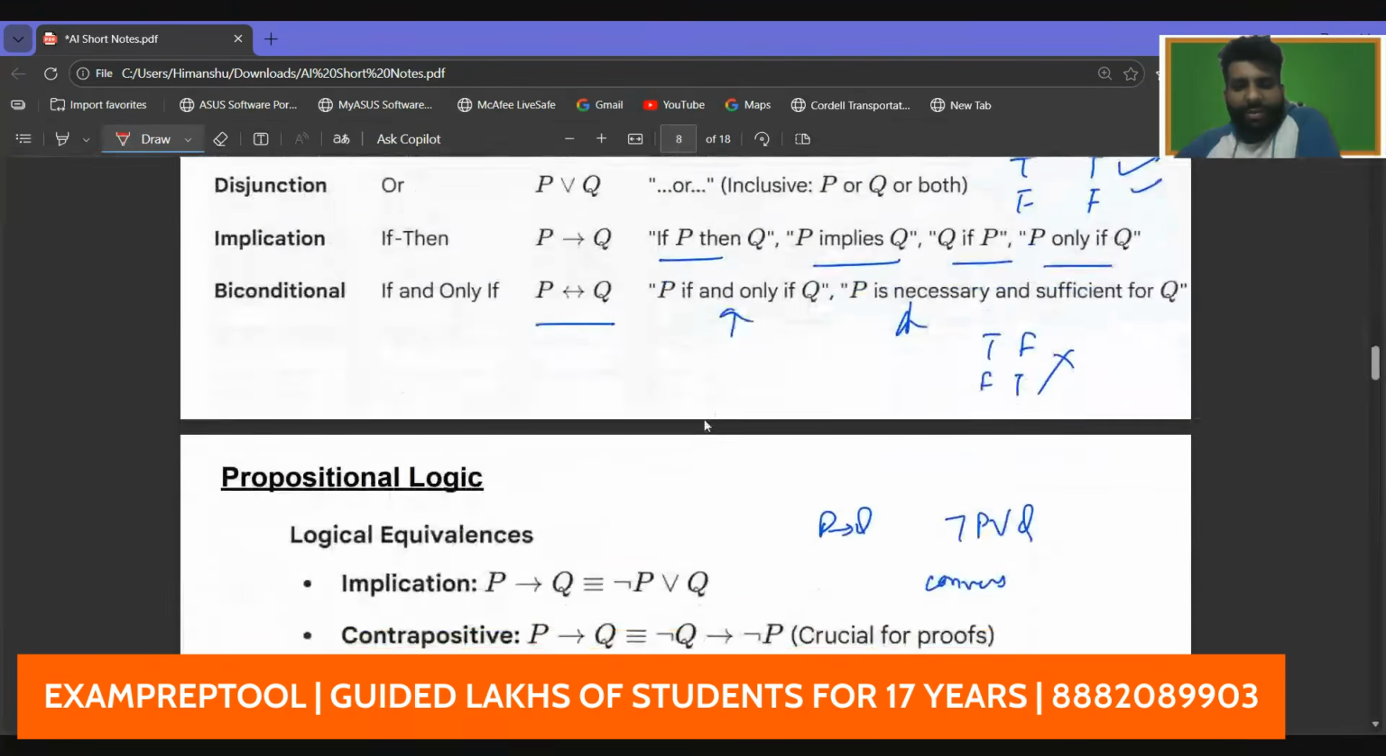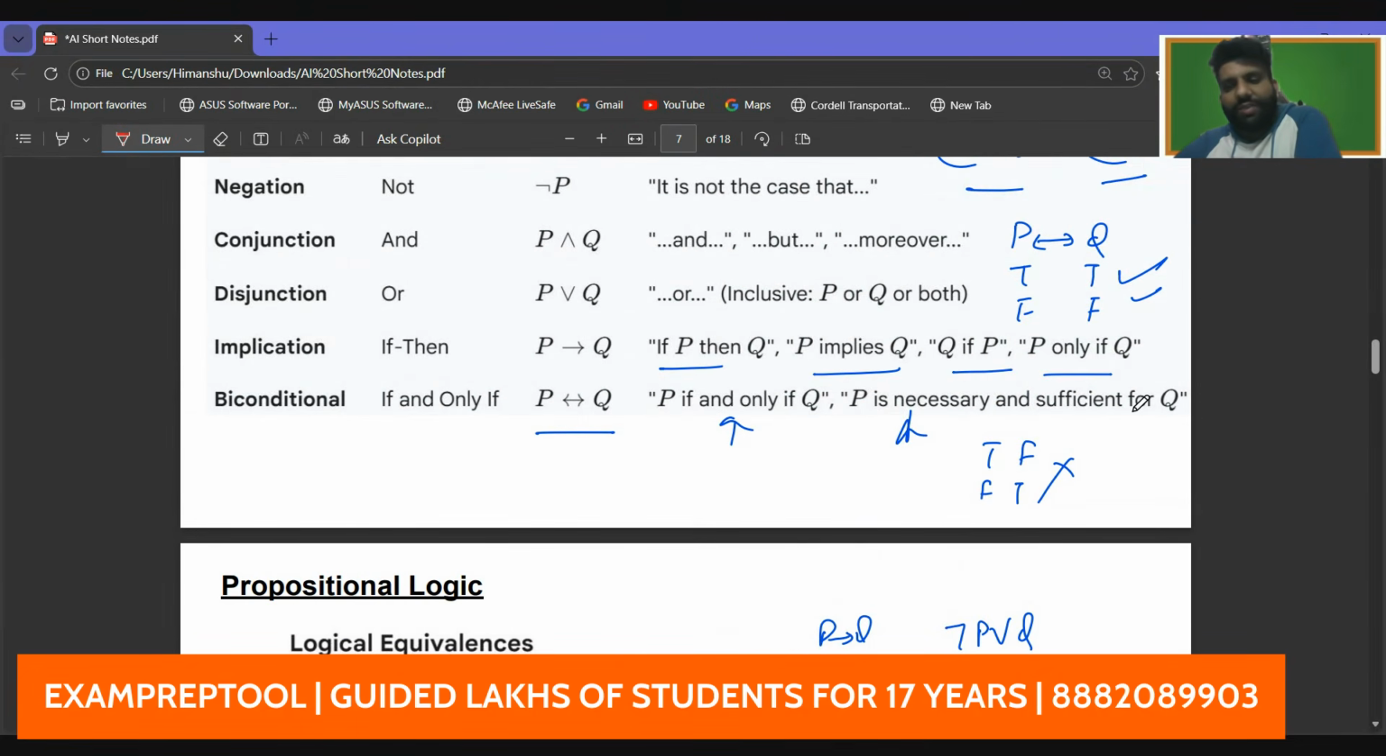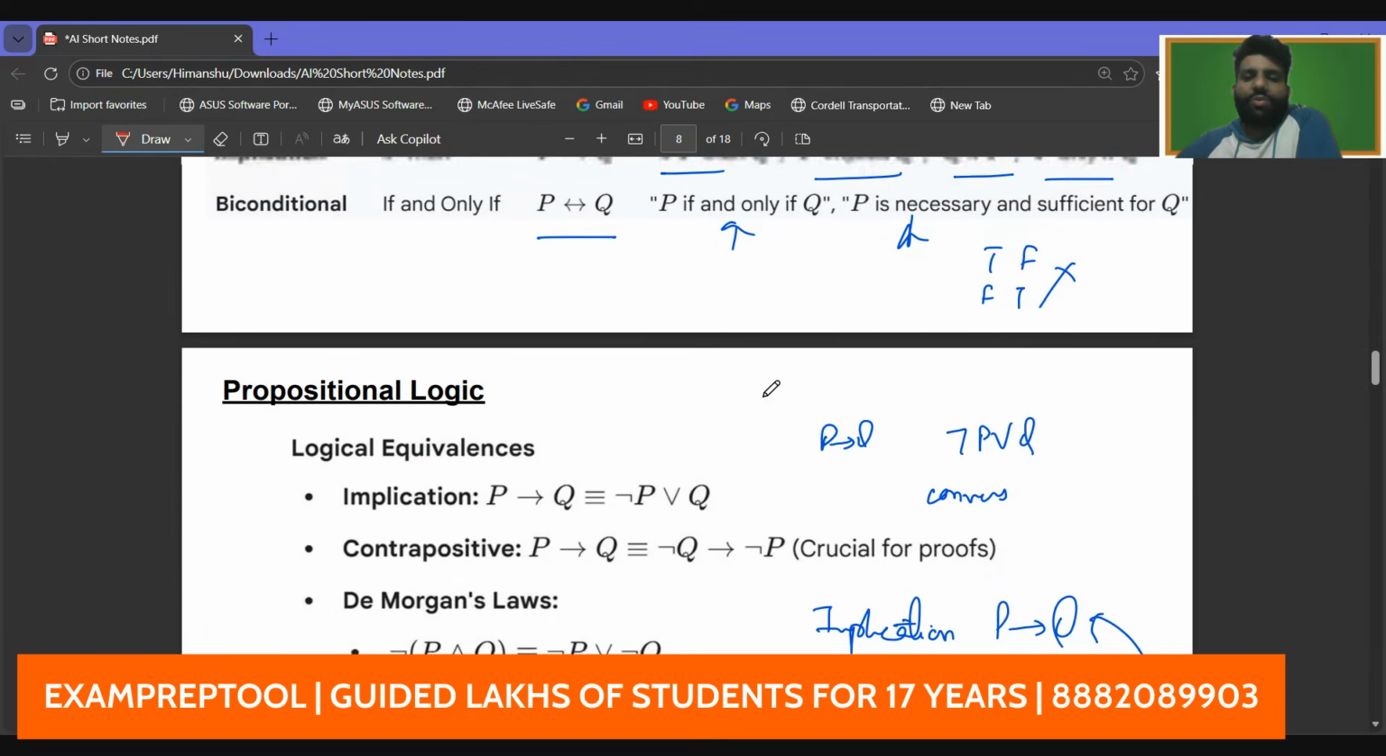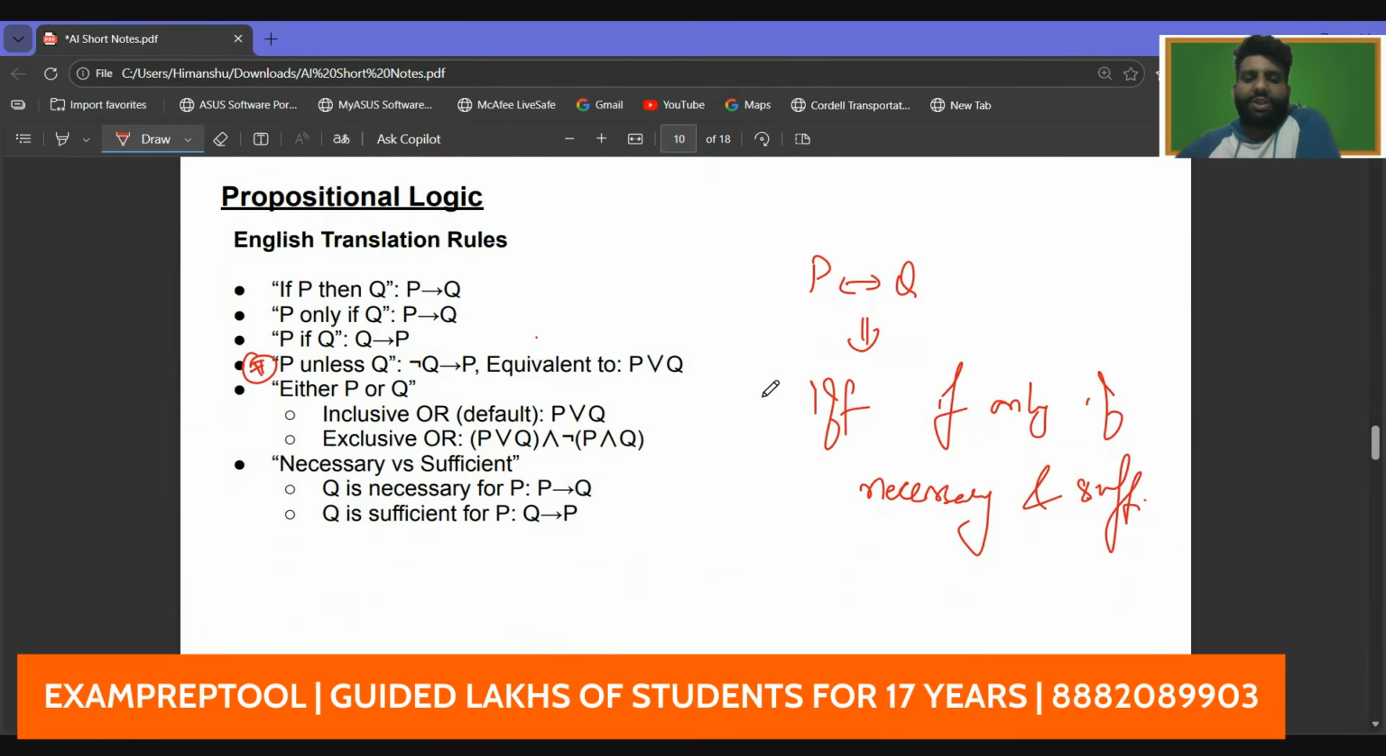P is necessary and sufficient for Q. P if and only if Q, or Q if and only if P for biconditional.